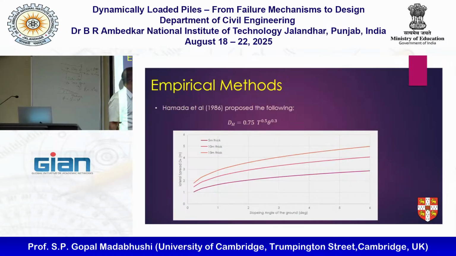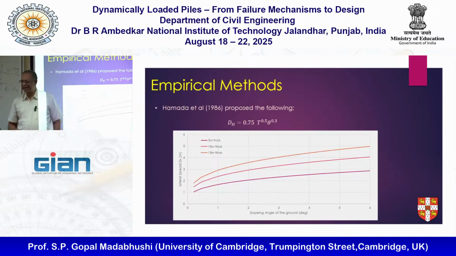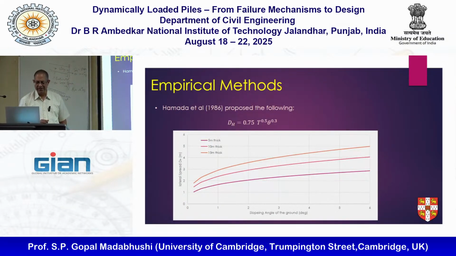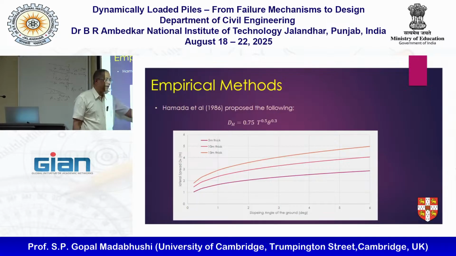0.75. This is empirical, so it's just trying to fit some field data and get this equation. T to the power of half and theta to the power of 0.3. Theta is the slope angle in degrees, and T, I believe, is the thickness of the liquefiable layer. Okay, and all I did here is to plot slope angle versus lateral spreading for different thicknesses.